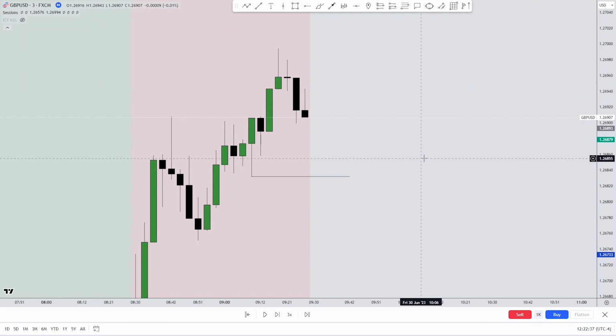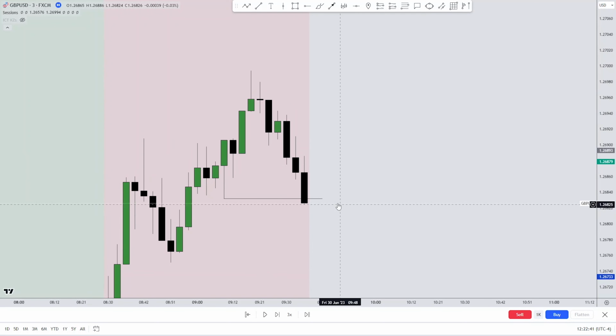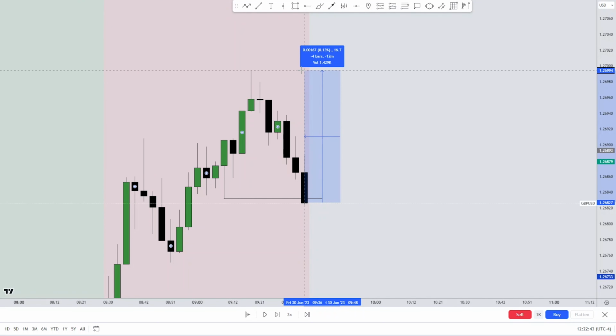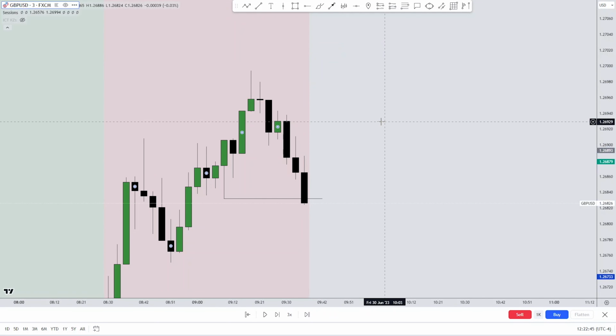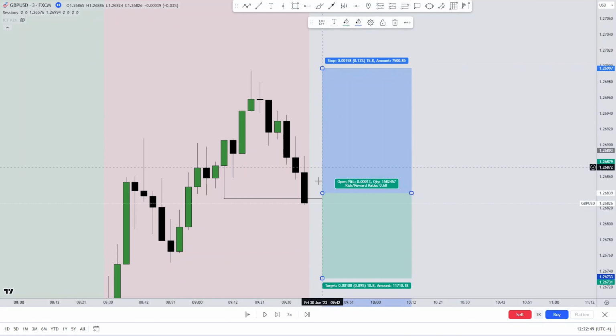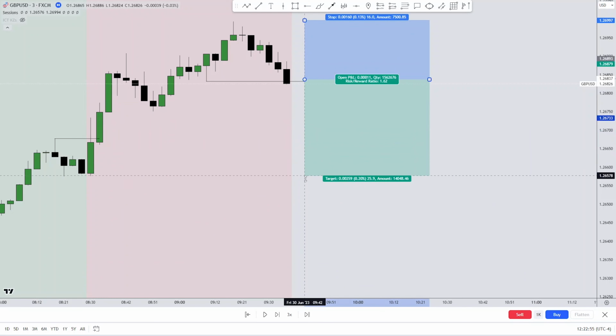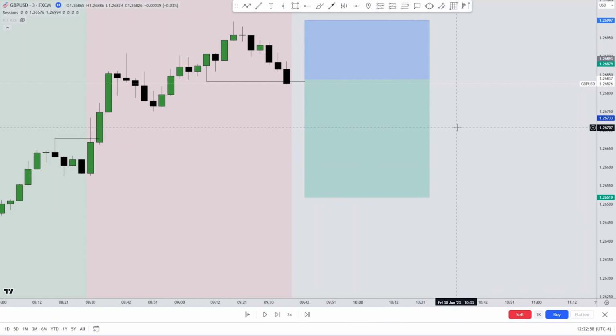Okay, and it is the lowest point. We closed with a body. I'm not quite sure if this example will work. 16.9. We can do it at 16, as we said, with a pending order. It's very close actually, but we will do it right here with a pending order. So 1 to 2 reward to risk.